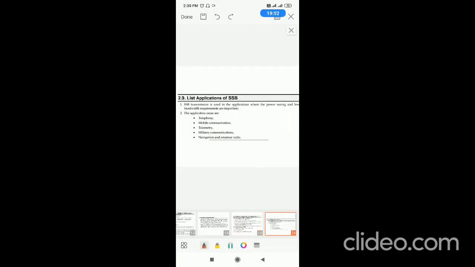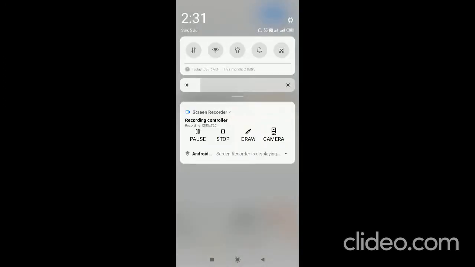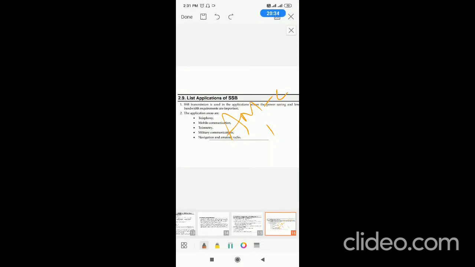How do we get SSB or DSB from AM? There is no separate technique to generate DSB-SC or even SSB-SC. In order to generate SSB or DSB-SC, first you need to generate AM. From AM, if you remove the carrier, that becomes DSB-SC. If you remove both the carrier and one sideband, that becomes SSB. For removing the carrier or the upper or lower sideband, you require a circuit called a filter.